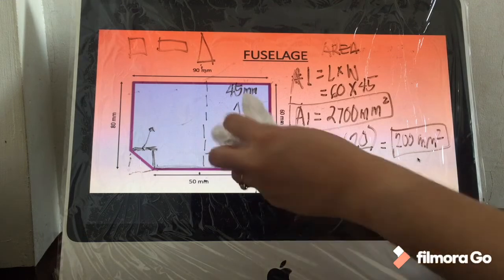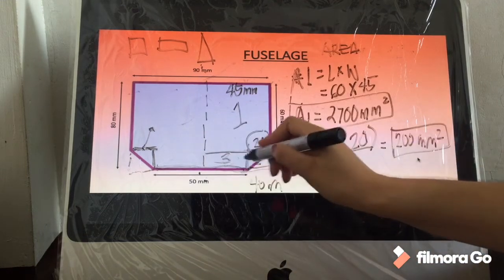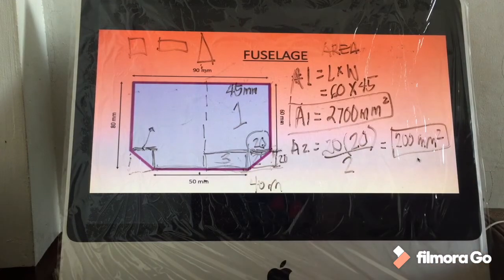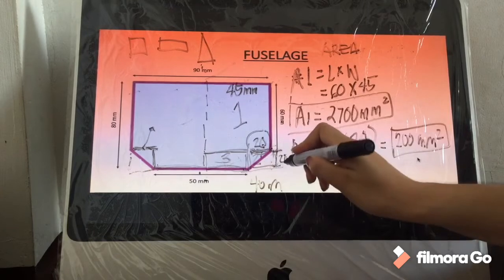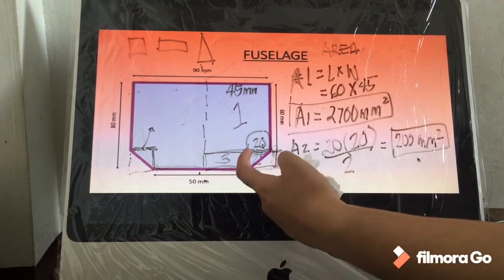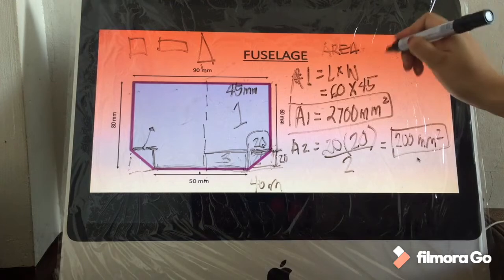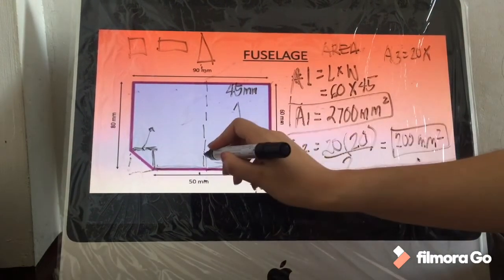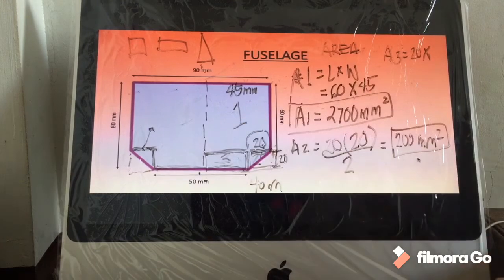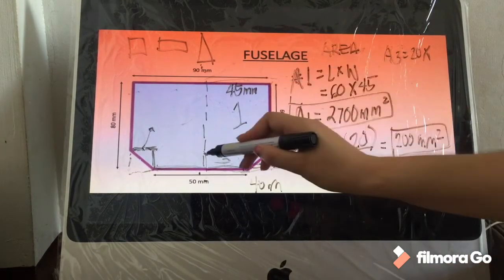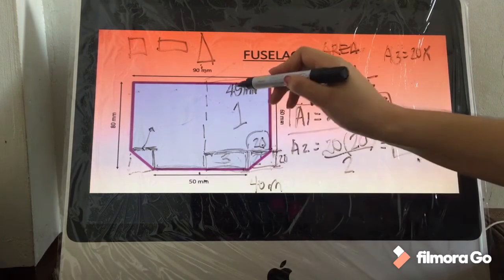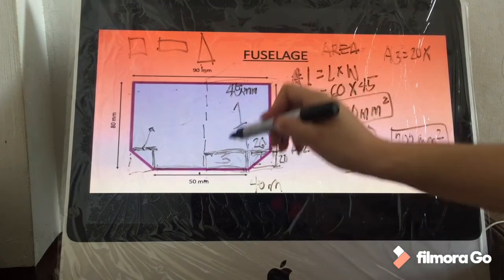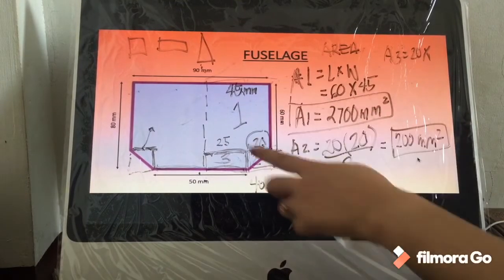And then for area number 3, this is area number 3. If you check, the measurement of this is 20. So it is equal to the base of the right triangle. So area number 3 is 20 times... How do we get this? Okay. This whole area is 45. So all you need to do is 45 subtract the one in the middle. So 45 minus 20, this is 25.